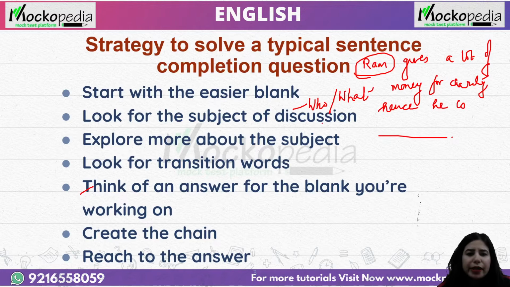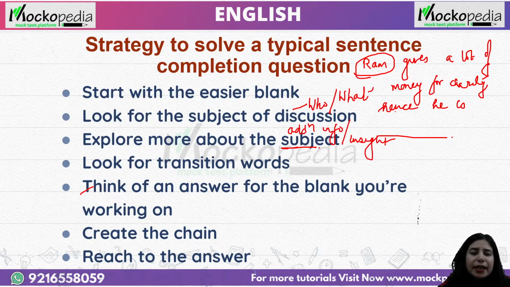So this is the second step. I'm taking a singular plan just to show you the application of second and third step. Ram gives a lot of money to charity. So who are we talking about? Ram. Now what is the additional information? Here we take into consideration this step where we say that find the additional information or insight you get regarding the subject. So what is the insight? That he gives a lot of money to charity, right?